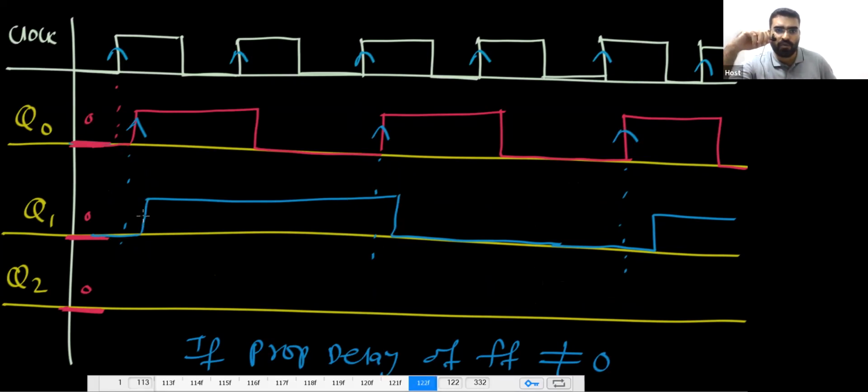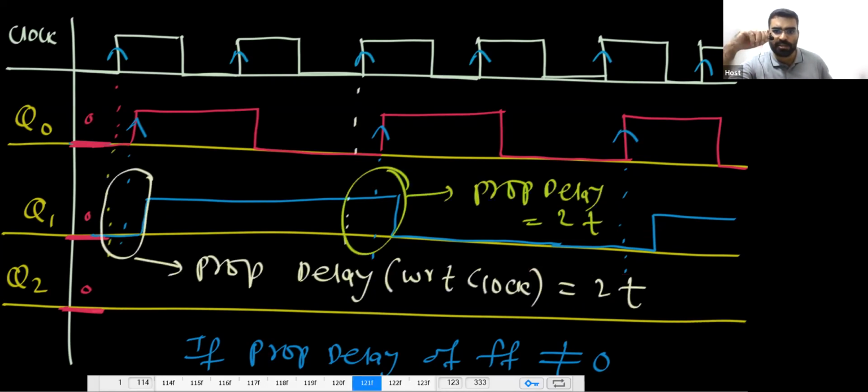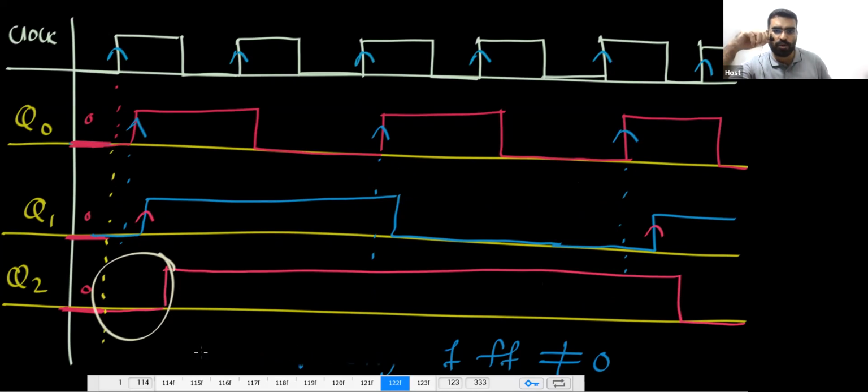Now what will happen with Q2? Q2 will also change, but after some delay. So again, the same thing. Tell me what is this propagation delay from the clock point of view?